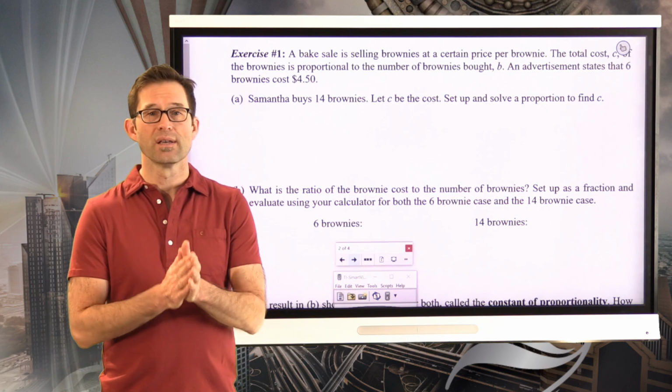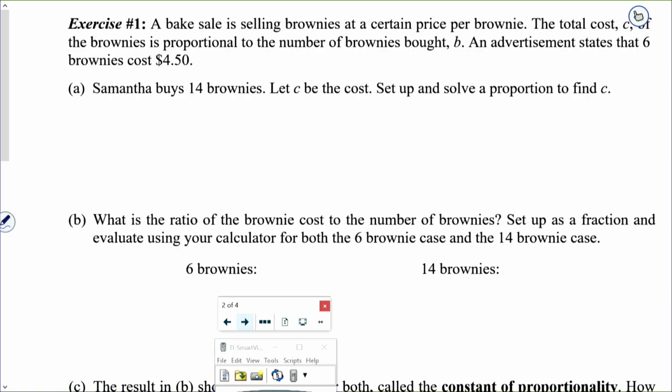Here we go, exercise number 1. A bake sale is selling brownies at a certain price per brownie. The total cost, C, of the brownies is proportional to the number of brownies bought, B. An advertisement states that 6 brownies cost $4.50. Letter A says Samantha buys 14 brownies. Let C be the cost. Set up and solve a proportion to find C.